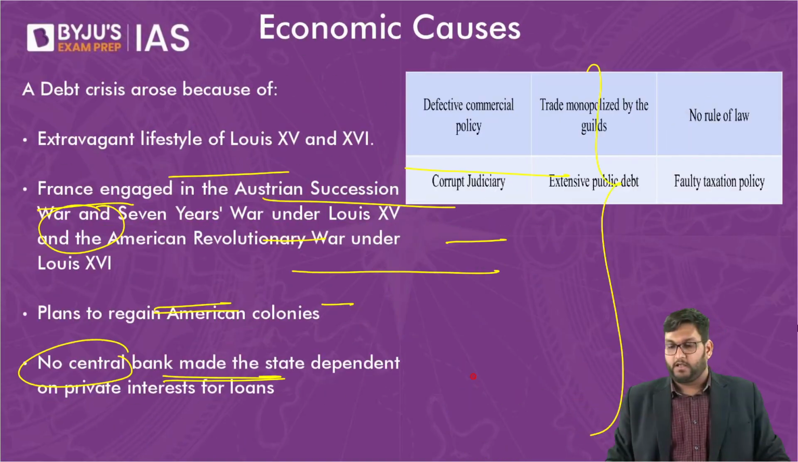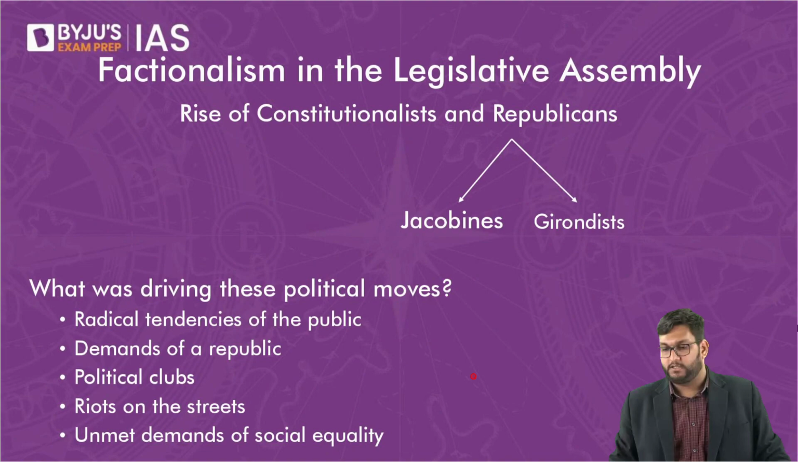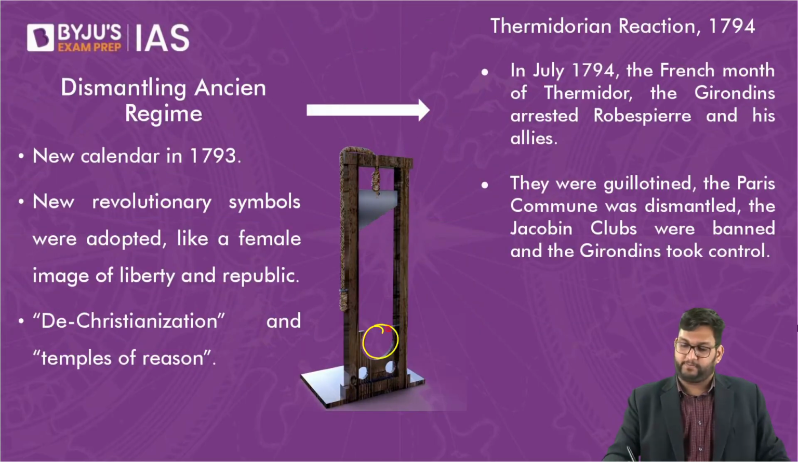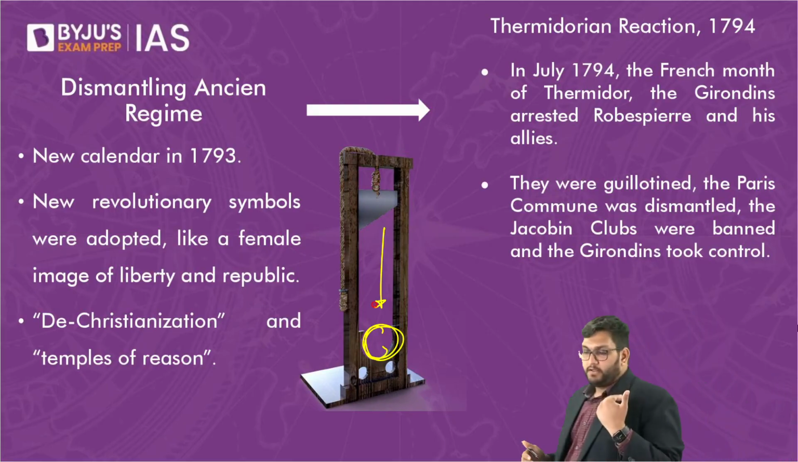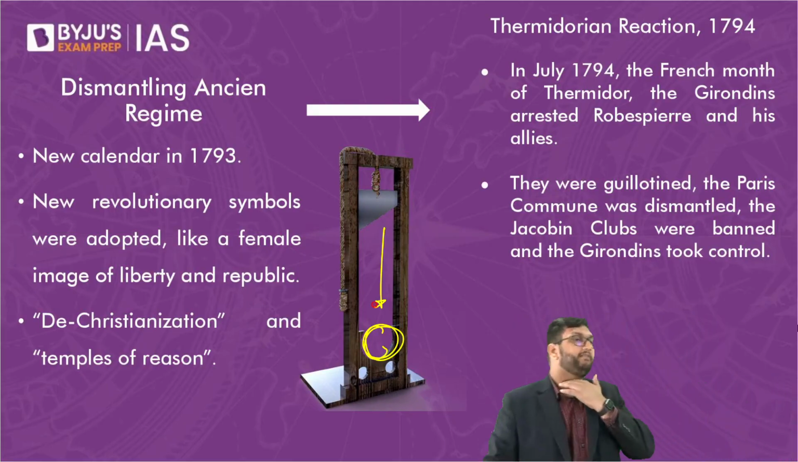Guillotined is, you put the head of a person here. One second, I have a picture of a guillotine. Put the person's head here. Yes, you put a person's head here, and this falls. Basically, beheading. And the king will be killed.